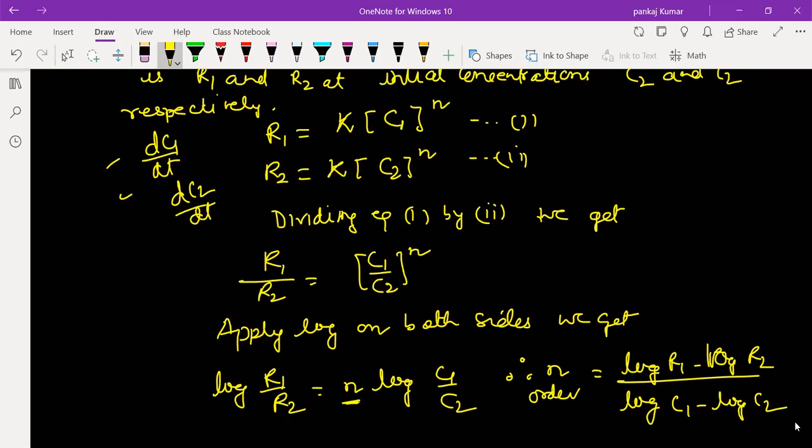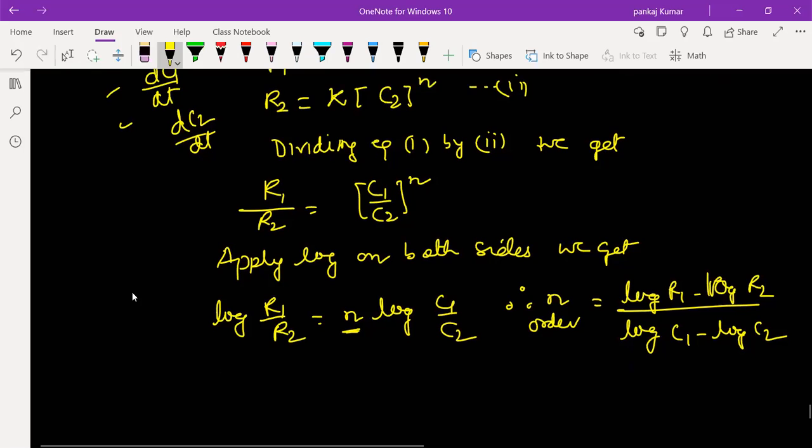Got it? So in the fractional change method, we found the order, and in the Van't Hoff differential method, we also found the order. Right? Got it? Clear? Yes.